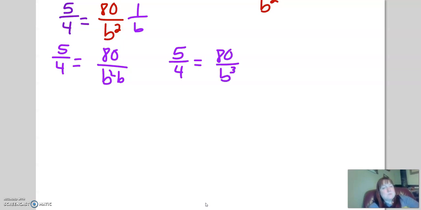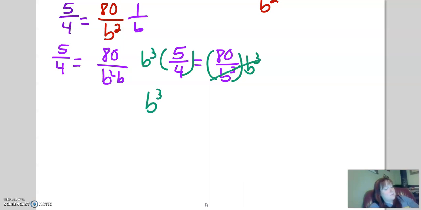And you're going to be tempted to cross multiply here, and I would caution you against it, because so many mistakes happen when you cross multiply. Most of the time people cross multiply wrong, and they cross multiply when they can't. So we're just going to multiply both sides by B cubed so that we can get that out of the denominator. Those cancel out, and we now have B cubed times 5/4 equals 80.